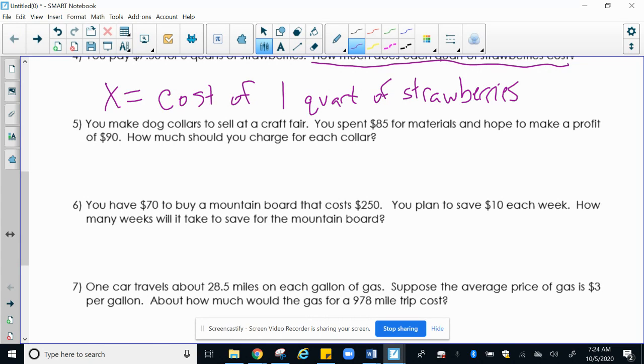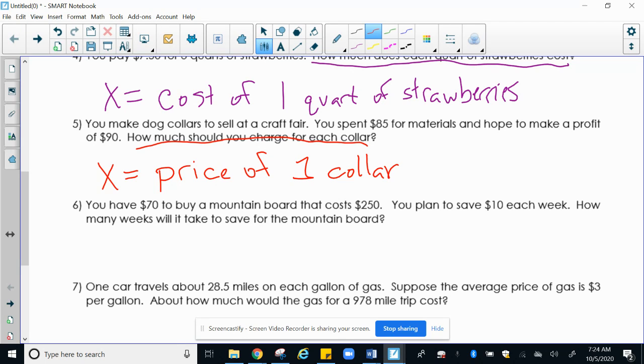Number 5: you make dog collars to sell at a craft fair. You spend $85 for materials and hope to make a profit of $90. How much should you charge for each collar? If we're thinking about how much we're charging, why don't we call that a price? So the price of, again, it said each, so one collar. X will represent the price of one collar.